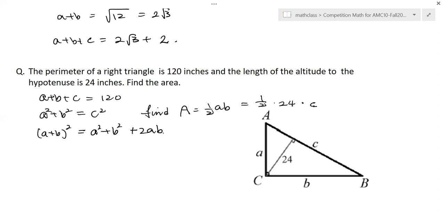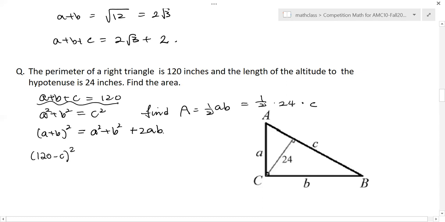Because the triangle's area, there are two different ways to find the area, right? The altitude times the base is C. All right, so now A plus B, I think I'm going to get the equation in C. So if I find the C, I'm done. But the AB can be converted to, let's see, A plus B is going to be 120 minus C, do you agree? Because the first equation we use it. And A squared plus B squared is C squared.